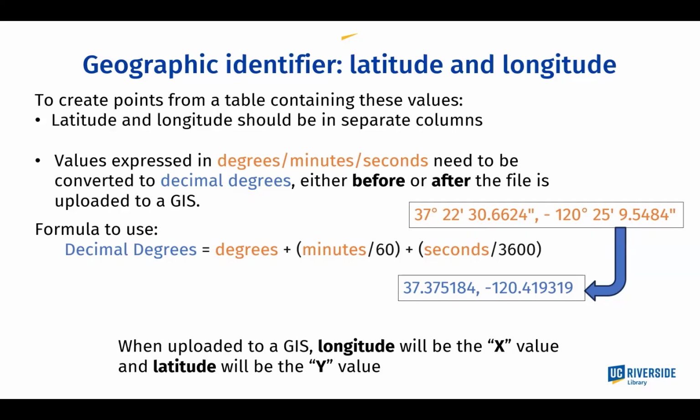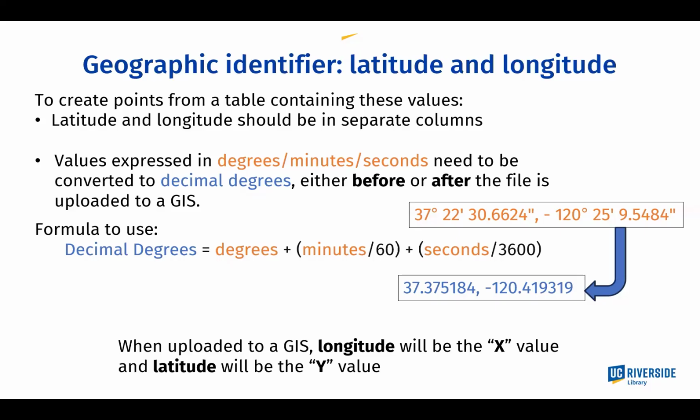And a lot of times we'll see longitude and latitude expressed as degrees, minutes, and seconds. The GIS does not prefer that. It would like it to be in decimal degrees, like we see down here in blue in the second box. So there are ways that you can convert it to decimal degrees either before or after your file is uploaded to a GIS. And whether it's a tool of GIS or it asks you to do this calculation just by plugging it in, the formula to use is there on your screen. So you take the degrees and leave that alone, but then divide the number of minutes by 60 and the number of seconds by 3,600, and you get decimal degrees.